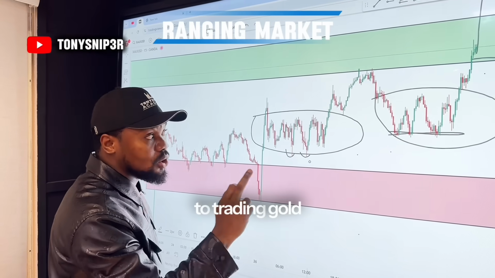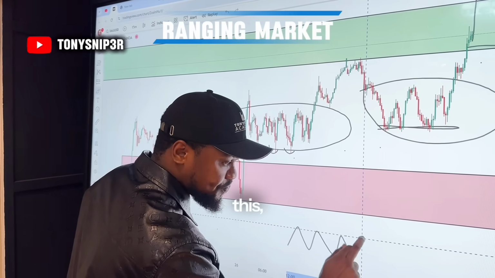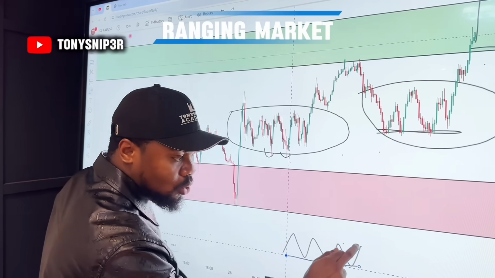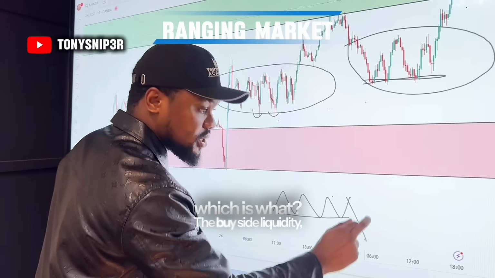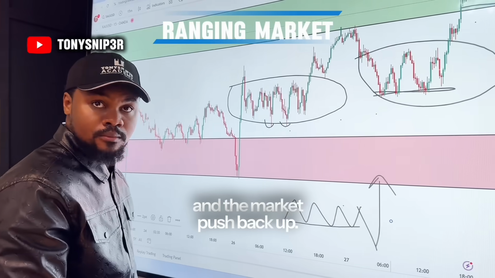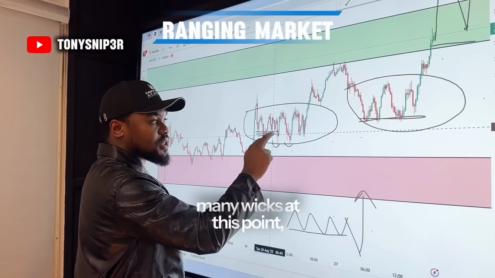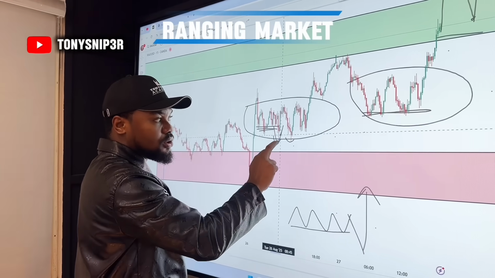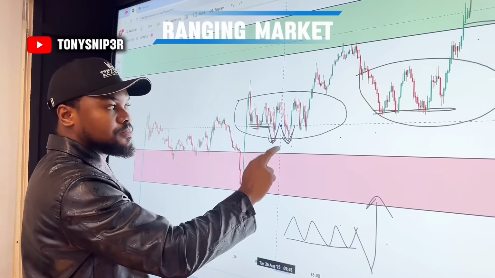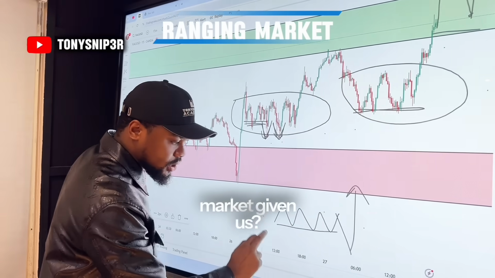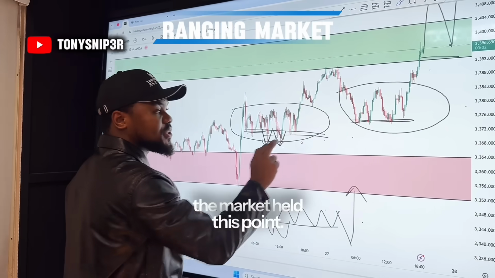When it comes to trading gold on the consolidation or a ranging market, when you notice the market is ranging like this, and there are so many wicks at the bottom, wait for the market to clear those wicks, which is the buy side liquidity, and the market pushes back up. Now, in situations like this, what can you see here? There were so many wicks at this point. Then this market dipped below this point here, the market dipped below, came back here, dipped below. Automatically, what has this market given us? A double bottom, right?